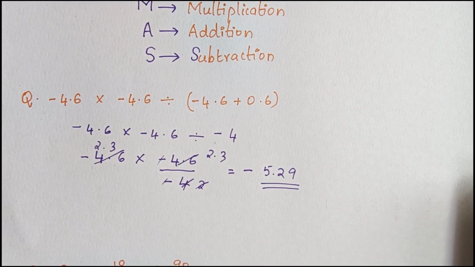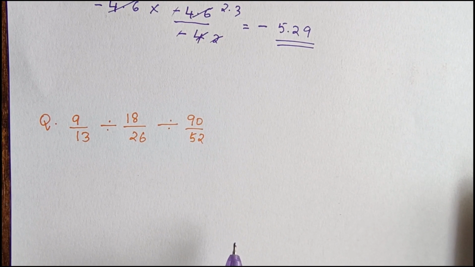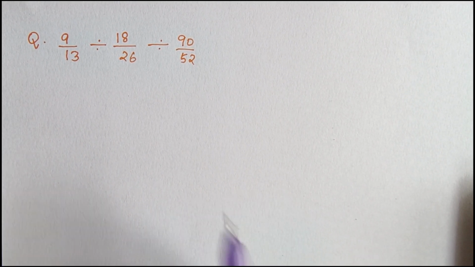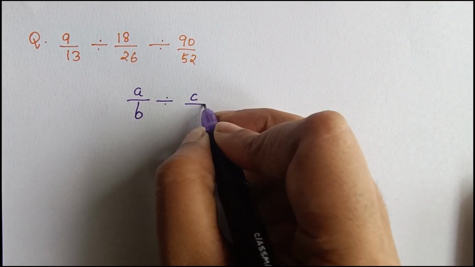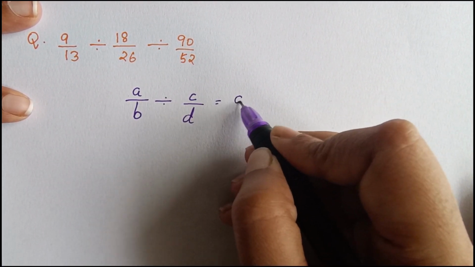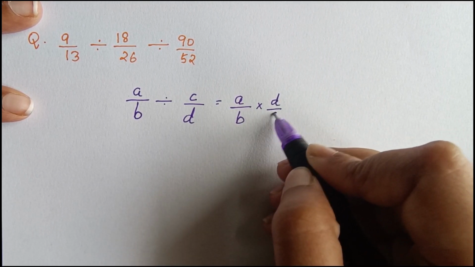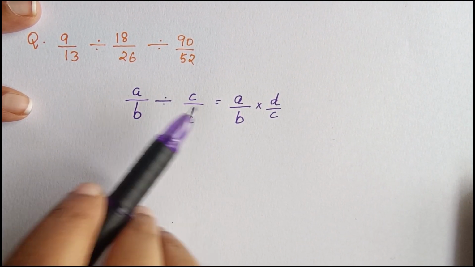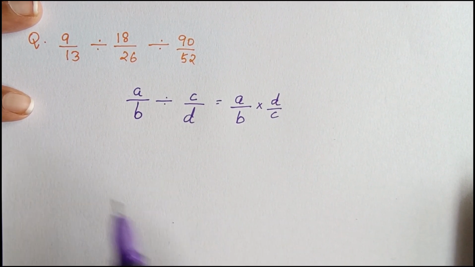Next question is 9/13 divided by 18/26 divided by 90/52. Here A by B divided by C by D, that is division of fractions. A by B divided by C by D means A by B into D by C. That is, the first fraction divided by the second fraction means the first fraction multiplied by the reciprocal of the second fraction. So how can we solve the same thing here?